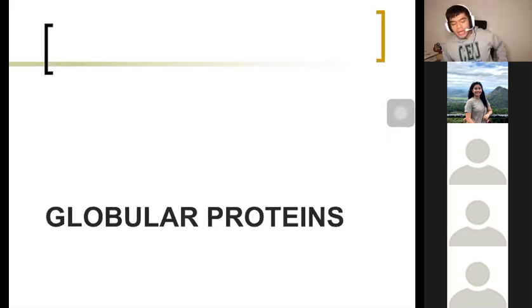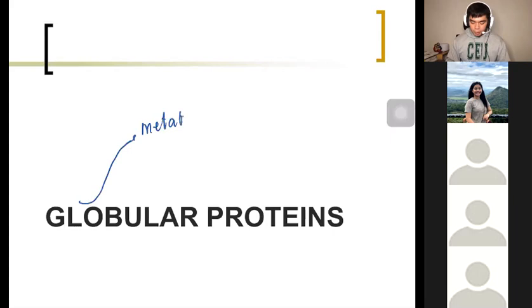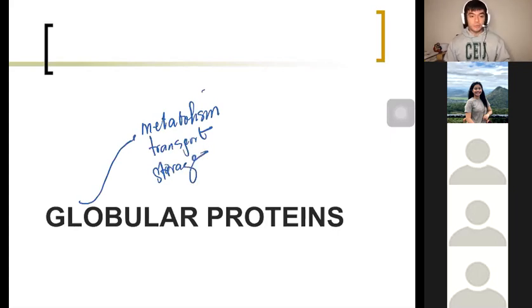Now, second group tayo ng physiological proteins. Sa second group ng physiological proteins, we have globular proteins. Remember, when we talk of globular proteins, they perform several roles. Number one, important sila for metabolism. And aside from that, nabanggit natin transport, and then storage. Okay? These are important for metabolism, transport, and also storage.